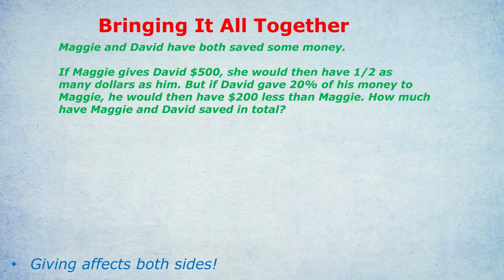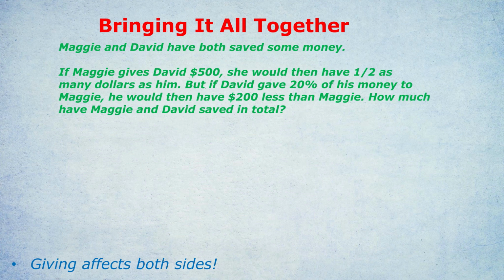Let's deal with one equation at a time before we get too bamboozled. Let's deal with that first equation. If Maggie gives David $500, she would then have half as many dollars as him. Remember the lesson from the first question. Just have Maggie's total on one side and David's total on the other side. And we can deal with the half as many dollars later. Just have the two totals.